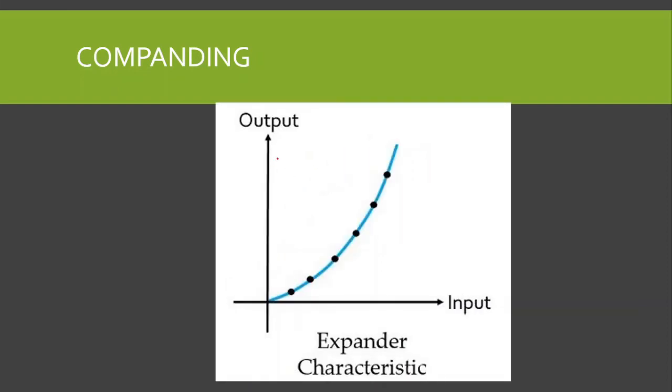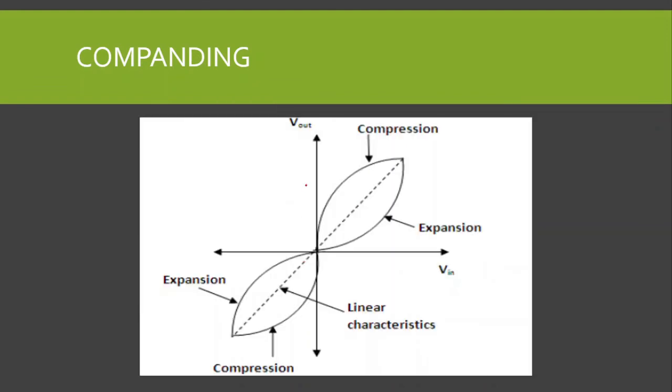Now let us look at the expander characteristics. The expander is the opposite of the compressor. In the expander, the lower amplitude components are compressed. If you have a look over here, these components are being compressed, whereas the higher amplitude components are amplified. The higher amplitude components are increasing exponentially. So the higher amplitude components are amplified, the lower amplitude components are suppressed or attenuated, which is the opposite of the compressor.